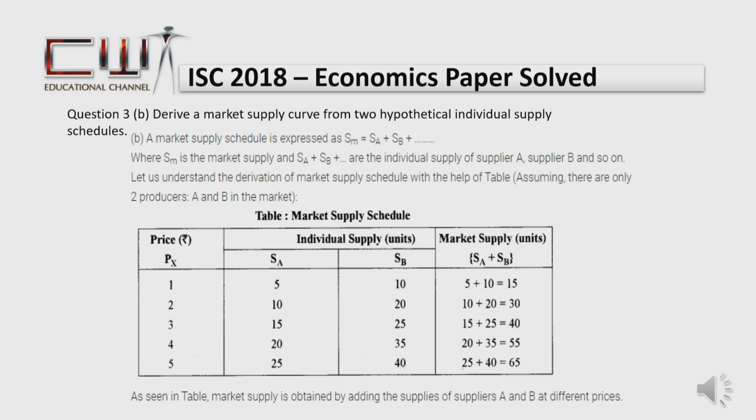Assuming that there are only two producers, that is A and B in the market. On the first column we take the price in rupees and individual supply units SA and SB in the next two columns. We add these two supplies and we get the market supply in terms of units. So as seen in the table, market supply is obtained by adding the supplies of A and B at different prices.